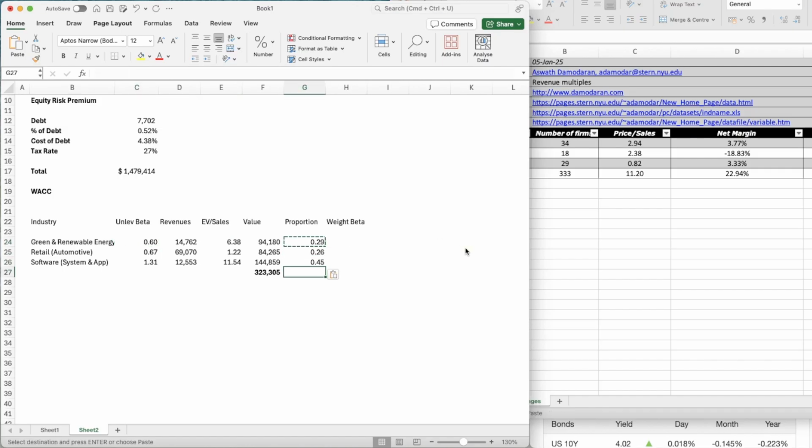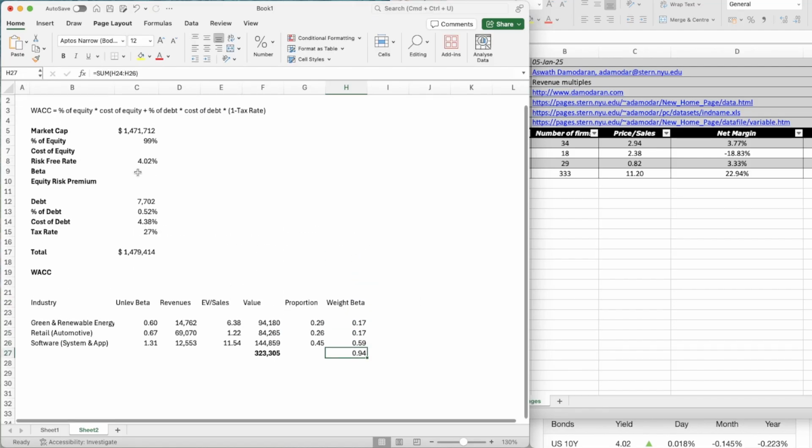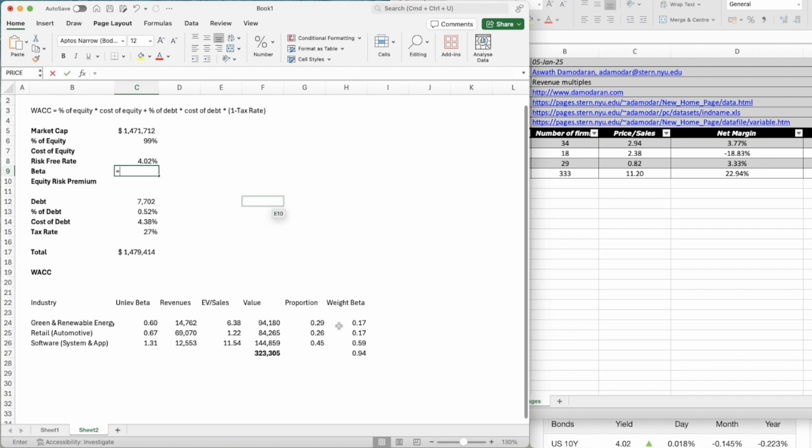Pull it down. Now we can calculate the beta, the weighted beta. You take your unlevered beta multiplied by the proportion. Pull that down. Go sum. And we have it: 0.94 is what we expect the beta for Tesla to be.